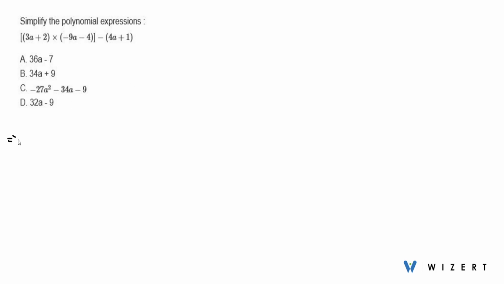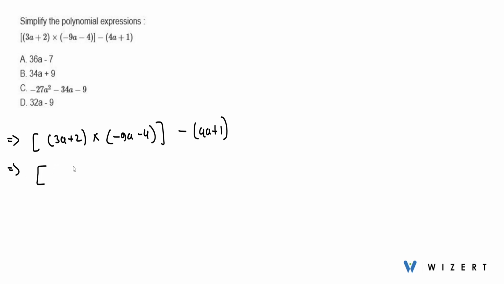So let's begin. So we have 3a plus 2 multiplied by minus of 9a minus 4, and then we have minus of 4a plus 1. So at first we have to solve the portion which is present within the pair of brackets. So it will be 3a multiplied by minus of 9a minus 4 plus 2 multiplied by minus of 9a minus 4, and then we have minus of 4a plus 1.